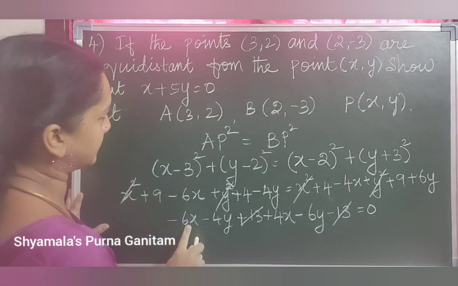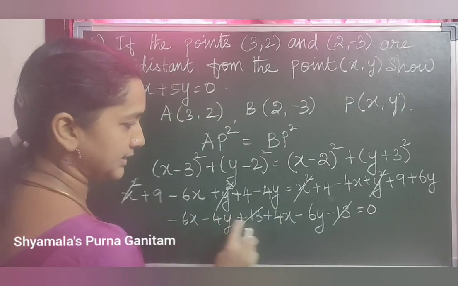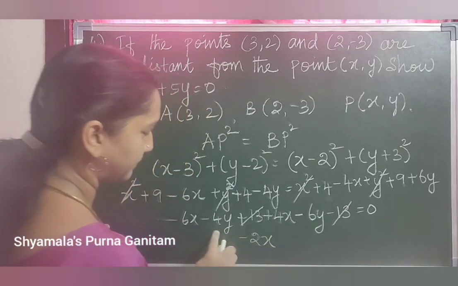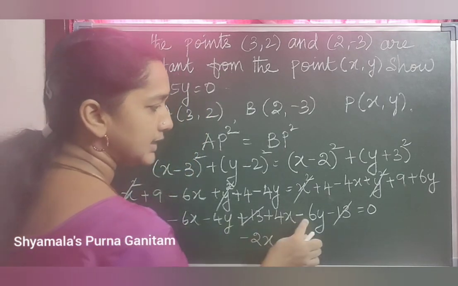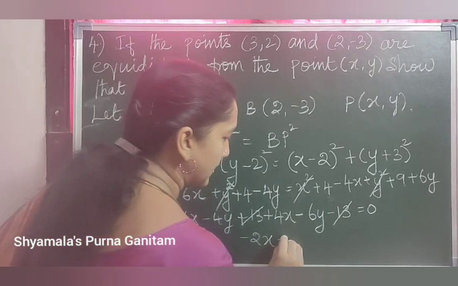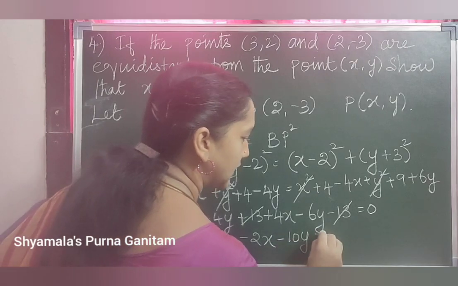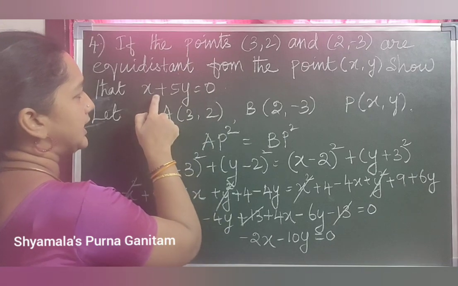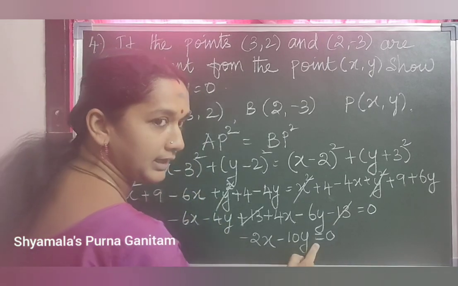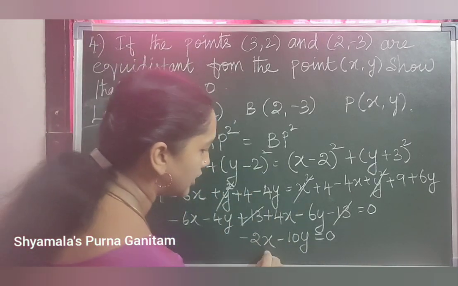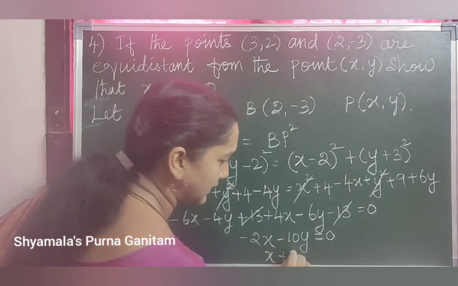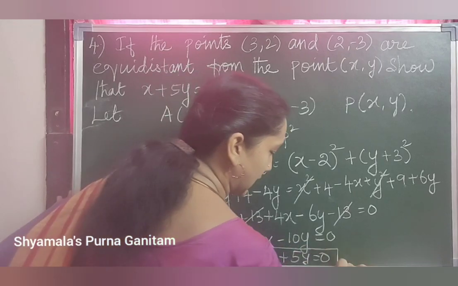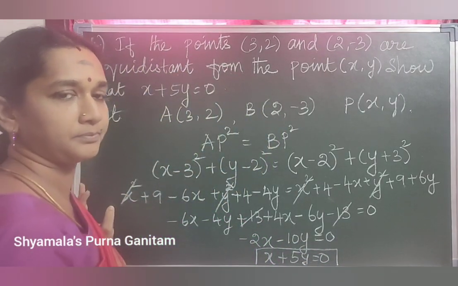So minus 6x plus 4x, you will get minus 2x. And minus 4y minus 6y will be minus 10y is equal to 0. Okay, but here you are asked to find x plus 5y. So when I am dividing it throughout by minus 2, I will get x plus 5y is equal to 0. So this type of sum is very, very important.